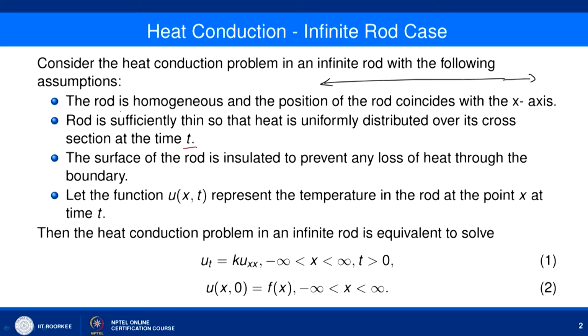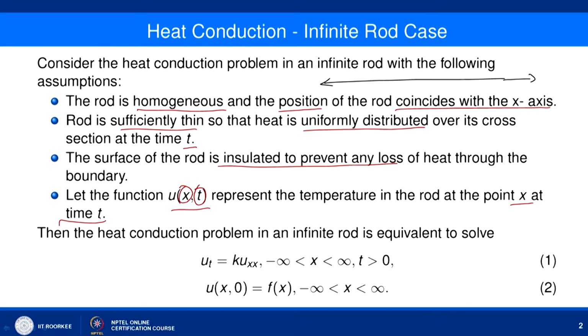So, first, the rod is homogeneous and its position coincides with the x axis. Second, it is sufficiently thin so that heat is uniformly distributed over its cross section at time t, and third, the surface of the rod is insulated to prevent any loss of heat through the boundary. And let us say that this heat distribution is represented by u(x,t). So, u(x,t) represents the temperature in the rod at the point x at time t.